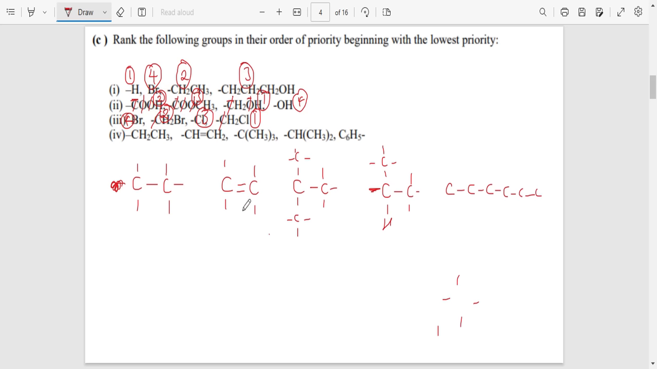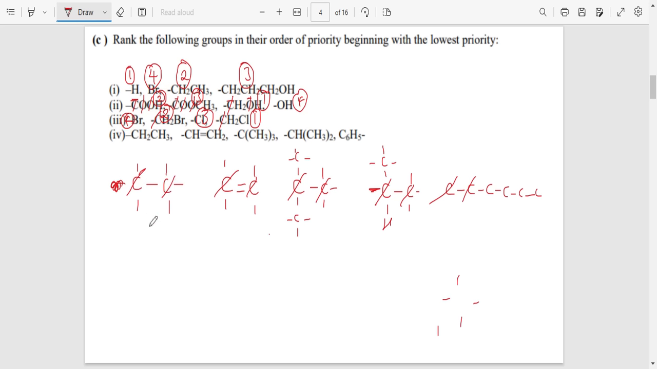So which one is going to be the first lowest priority group? So all of them have got carbons. So if I cancel the first carbon, cancel the other carbon. The next atom linked to the carbon which is directly linked to our chiral center will also cancel like that. Now, if we consider this one, the next that we are going to be having is going to be what?